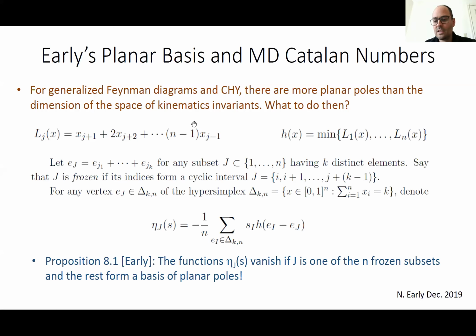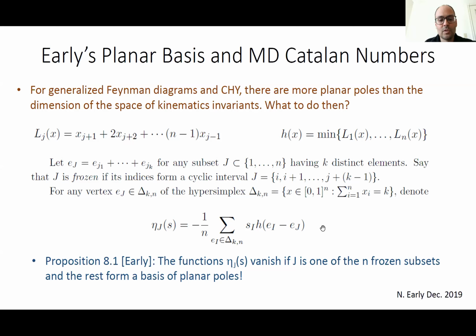It turns out that Nick found a solution to that by defining a height function on the hypersimplex, which assigns a particular linear combination of kinematic invariants to each vertex in the hypersimplex. Now, those are slightly more than what we need. We have n too many, but it turns out that this function exactly vanishes on n of them. So we get n choose k minus n non-vanishing functions, and they precisely provide a basis for the planar poles.